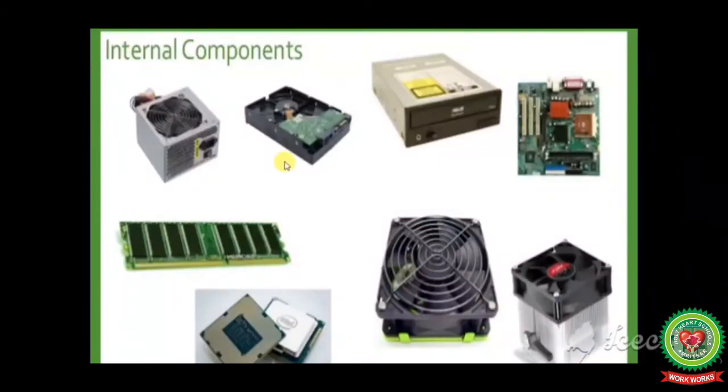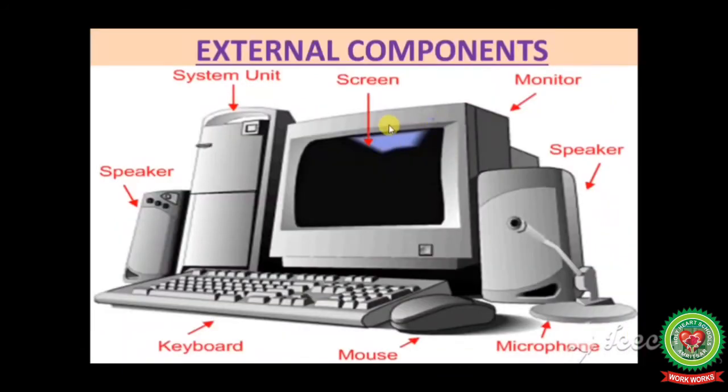Internal hardware are the components which are installed within the CPU. See, these are the parts of the CPU, and without these parts, the CPU will not work, like RAM, processor, power supply, etc. And these are the external components of the computer which are attached to the computer externally, like monitor, speaker, microphone, mouse, keyboard, and system unit.